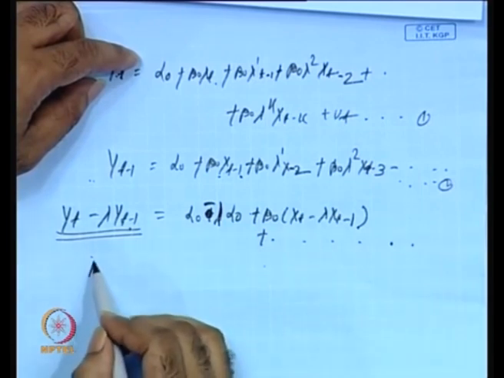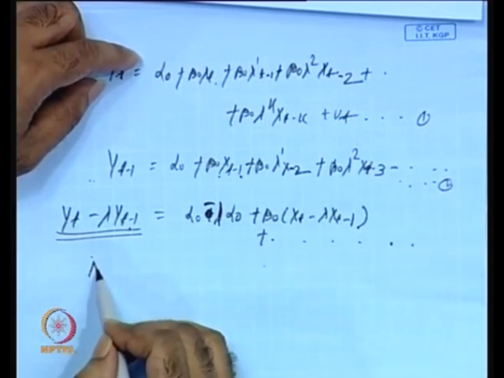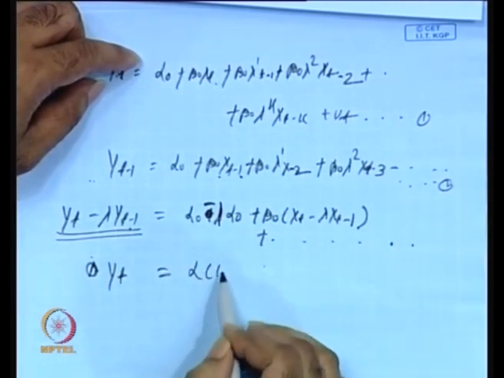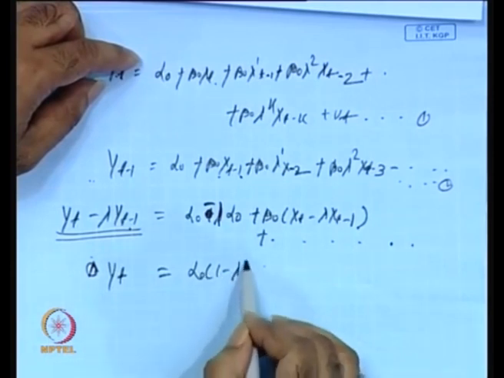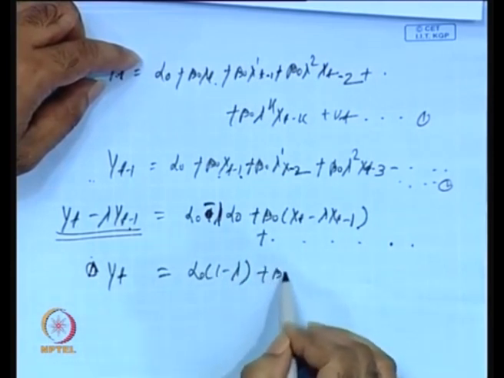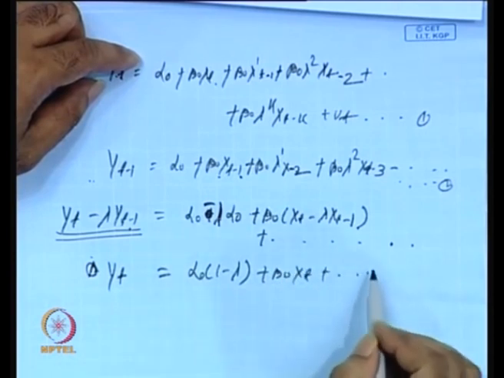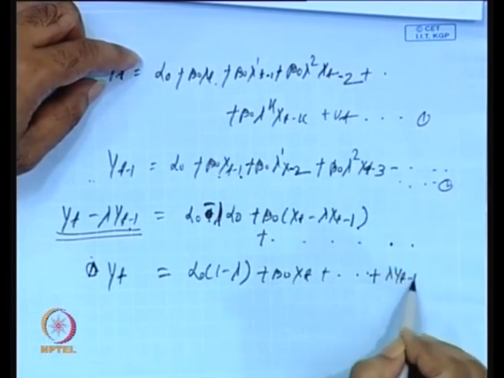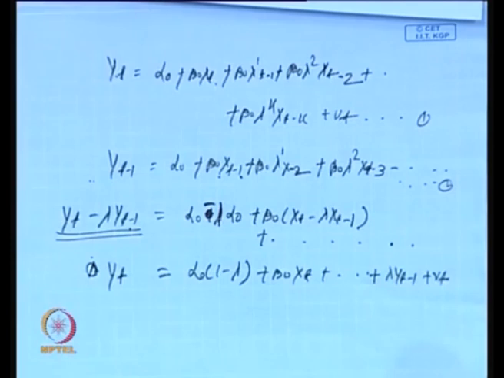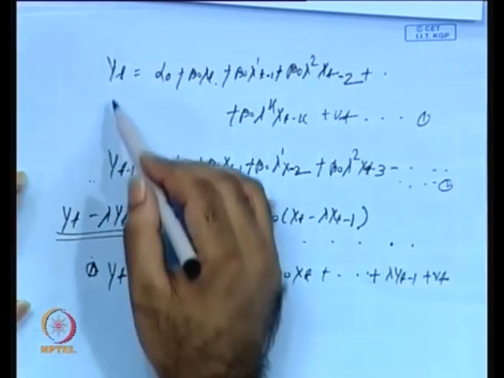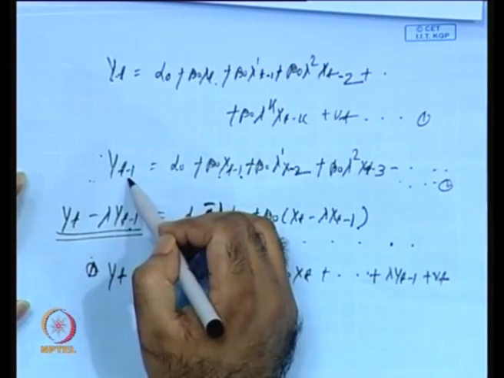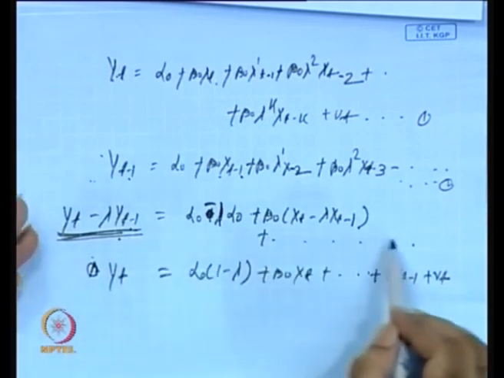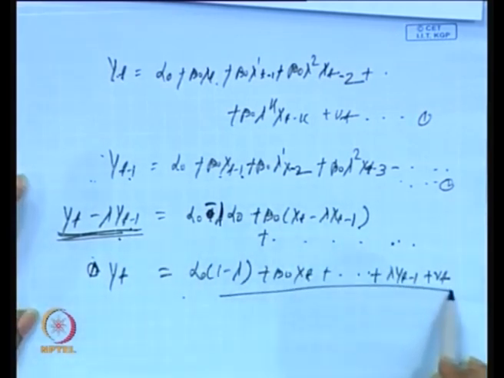Then I will call it y t, equal to alpha 0 into 1 minus lambda, then beta 0 x t, plus it will continue, plus lambda y t minus 1 plus v t. You see what I have done here: y t minus lambda y t minus 1 is on the left side, and on the right side is this structure. If I simplify, I will get it like this.